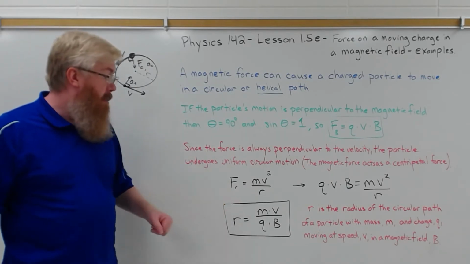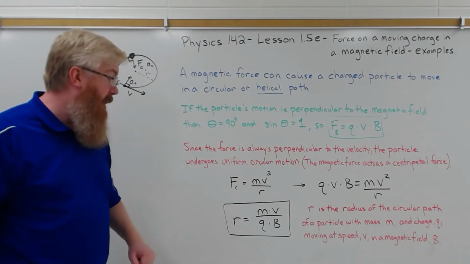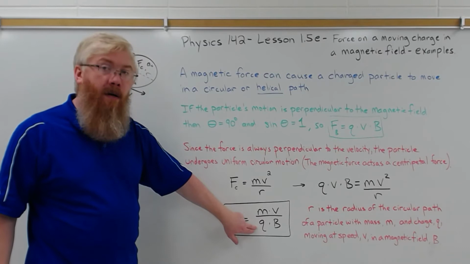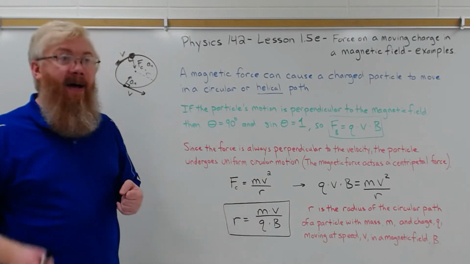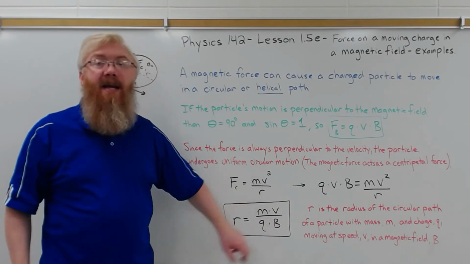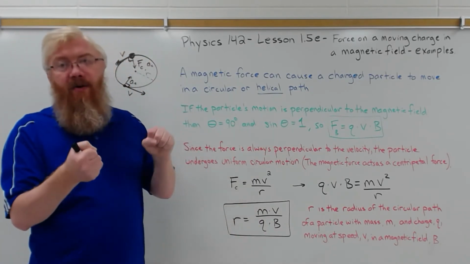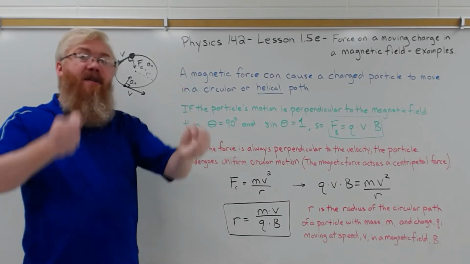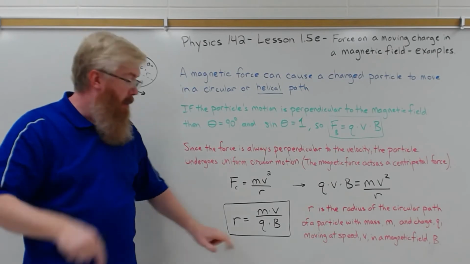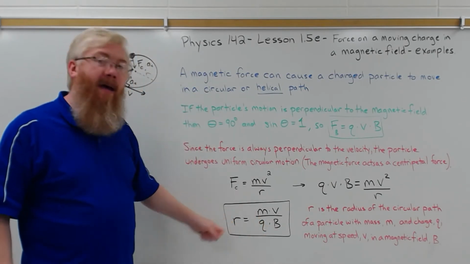So the faster the particle is moving, the bigger the radius. It's inversely proportional to the charge of the particle. So the more charge the particle has, the smaller the radius is going to be, and how strong the magnetic field is. Again, the strength of the magnetic field, think of it as how much you can turn that steering wheel. So a strong magnetic field has the steering wheel turned a lot, so you make a very small radius turn. A weak magnetic field only has the steering wheel turned a little bit, so you make a larger radius turn.